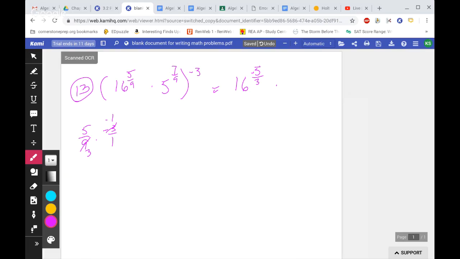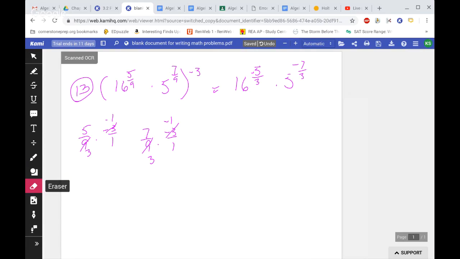And then times, and then my other side work, 7/9 times -3 over 1. So then I've got 5 raised to the -7/3. Did y'all get that part? Yeah. I'm writing it down. Hold on.